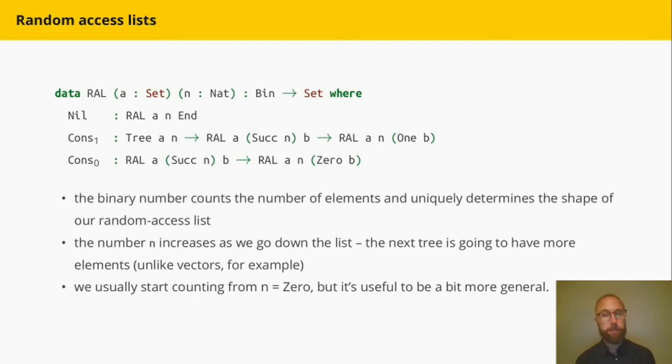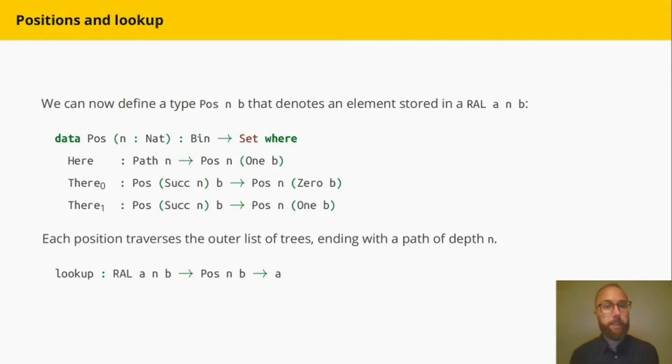So now we can define a data type for positions in a lookup function. And these positions take a natural number and a binary number. These positions essentially combine the usual linear position in a list and the path in a tree. So if we know that the binary number corresponding to the shape of the random access list that we're accessing starts with a 1, then we can choose to have a path of length n in the tree at the head of the list. That's what the here constructor does.